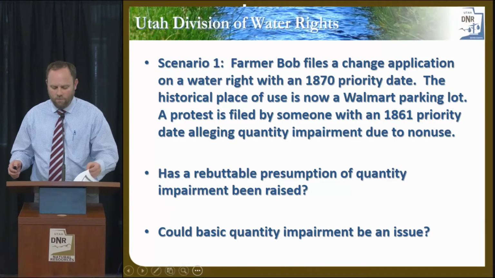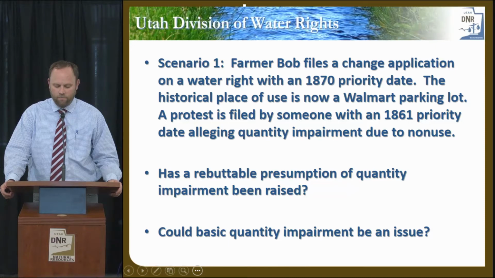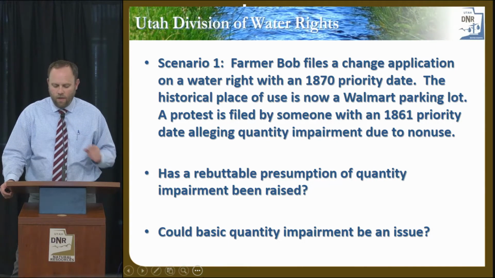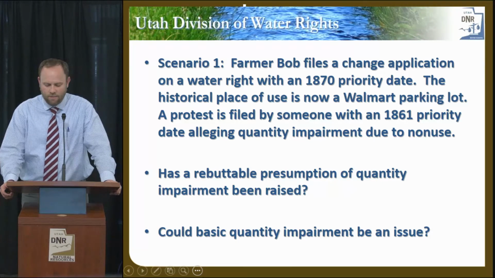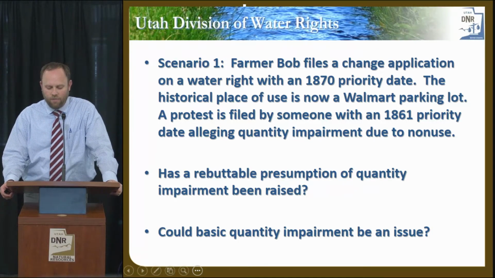Okay, so I've got a couple scenarios that we can go through. Let's test your understanding. Scenario number 1. Farmer Bob files a change application on a water right with an 1870 priority date. The historical place of use is now a Walmart parking lot. A protest is filed by someone with an 1861 priority date alleging quantity impairment due to non-use. All right, so question, has a rebuttable presumption of quantity impairment been raised? It has not been raised.